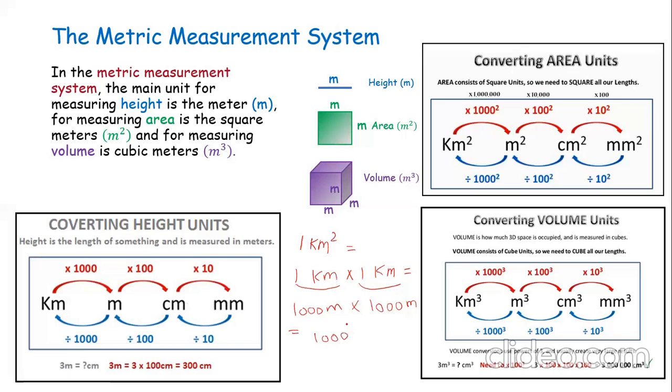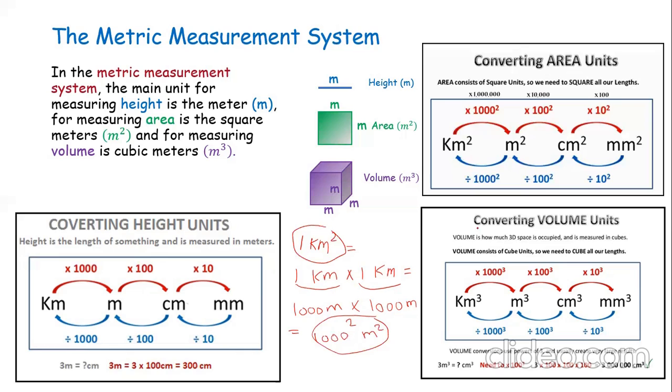or 1,000 to the power of 2 square meters, which is the same as we see in this chart. 1 squared kilometer equals 1,000 to the power of 2 squared meters.